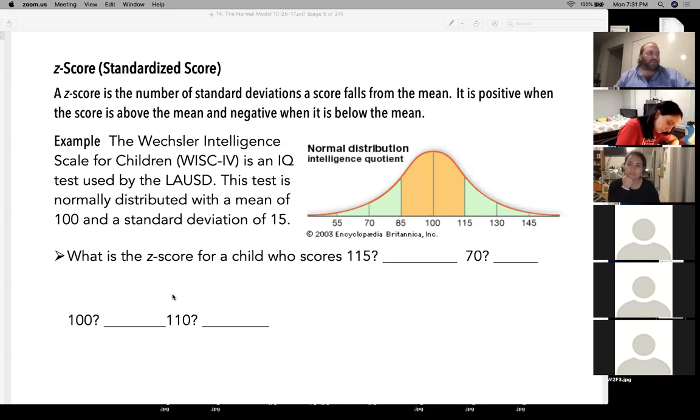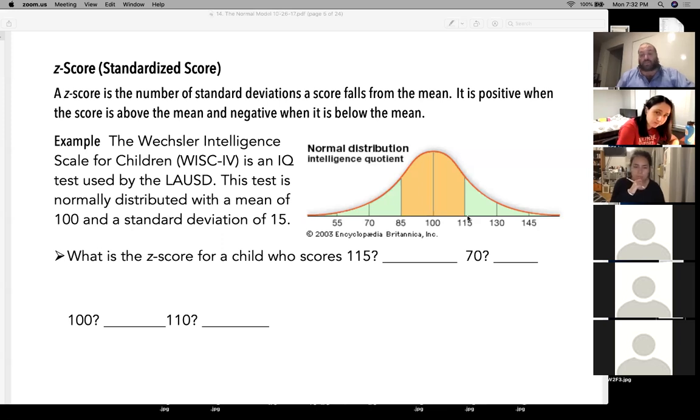So in this example here, what score would correspond to a z-score of 1? 115. What score would correspond to a z-score of 2? 130. How about -1? 85. How about 0?